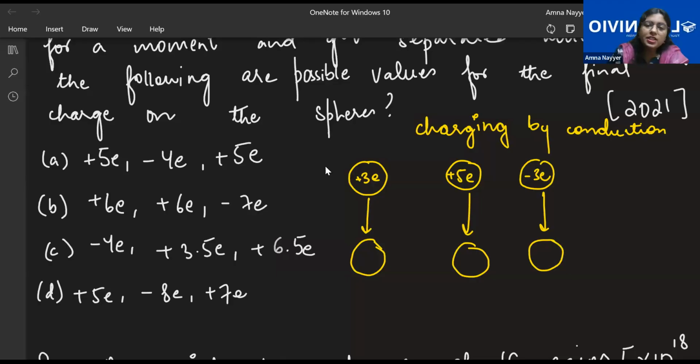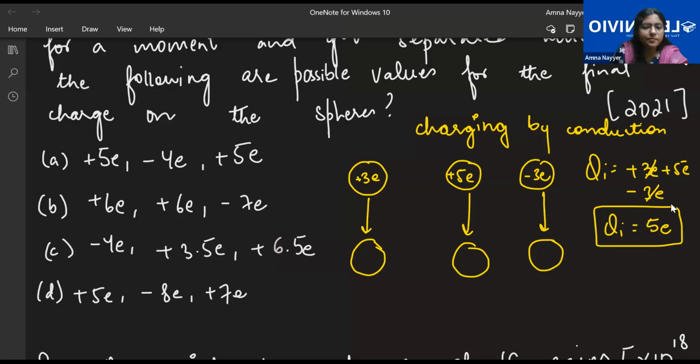See, what is the initial charge? What's the total initial charge? Plus 3 electron, plus 5 electron, minus 3 electron. Minus 3 plus 3 get cancelled. Initial charge is 5 electronic charge. Now, according to the conservation of charges, initial charge will be equal to the final charge. These are the sets of final charges. It should be 5 electrons.